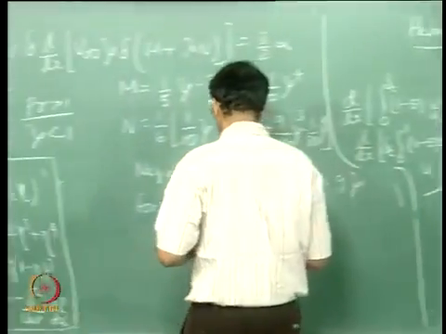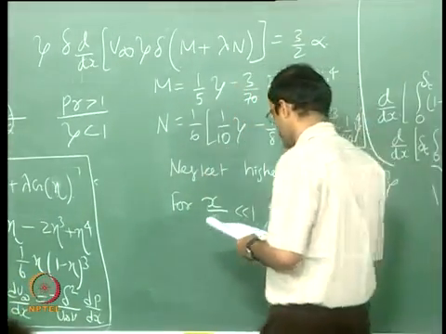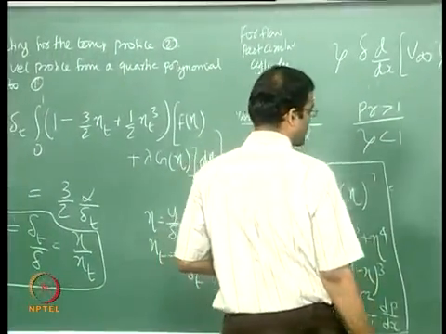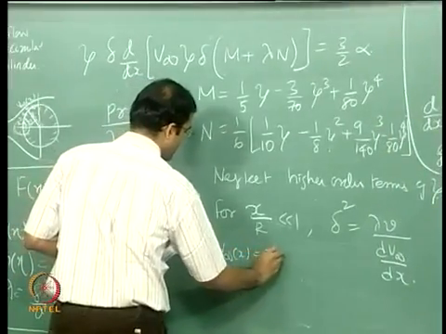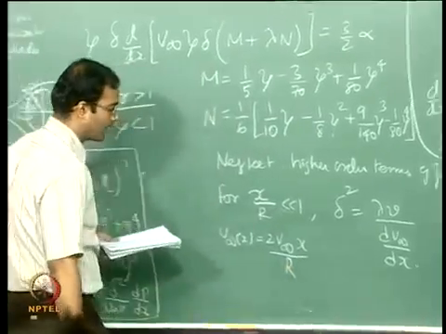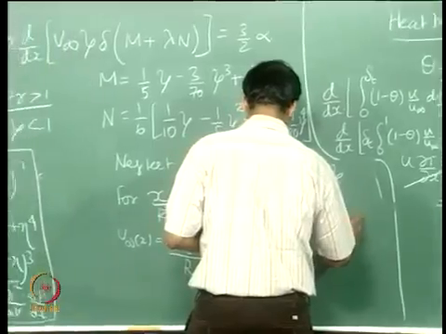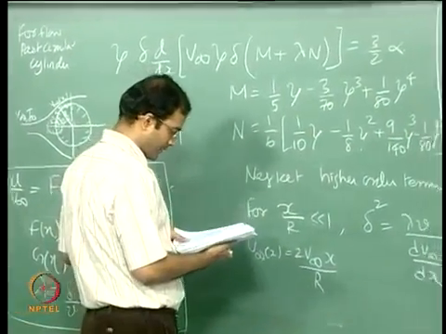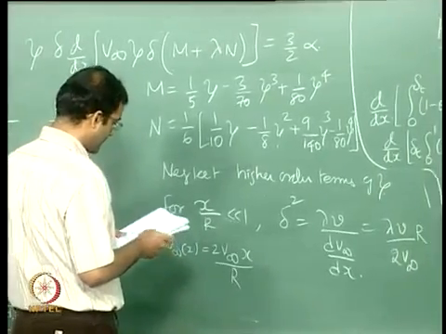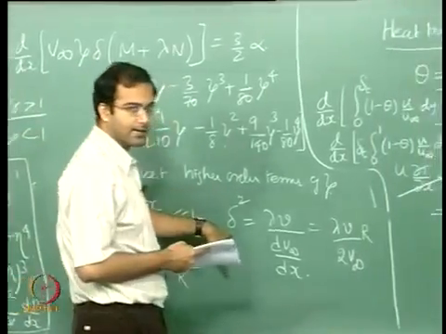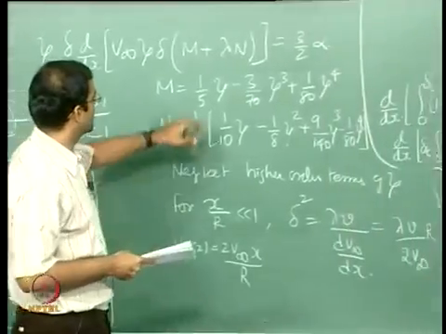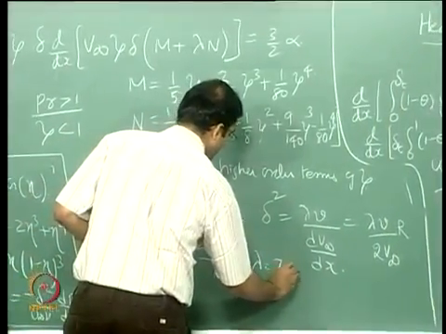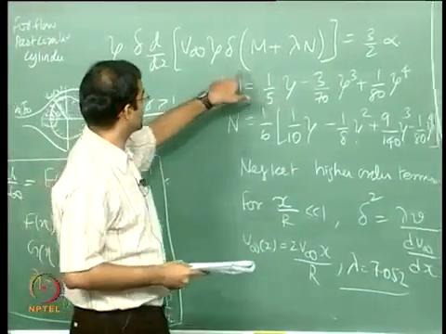My delta square comes from the definition of lambda, if you remember. This is lambda nu divided by du infinity by dx, and for small values of x by r, my u infinity of x will be 2v infinity into x by r. So this will be lambda nu by 2v infinity r. I have a delta here, so I can substitute my expression for delta from this into this expression, and also the value of lambda for the stagnation point, which we have already determined to be 7.052.